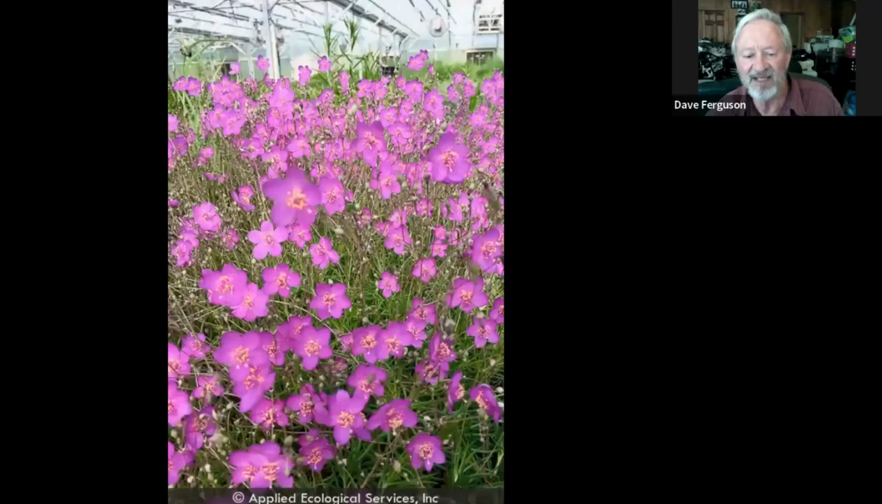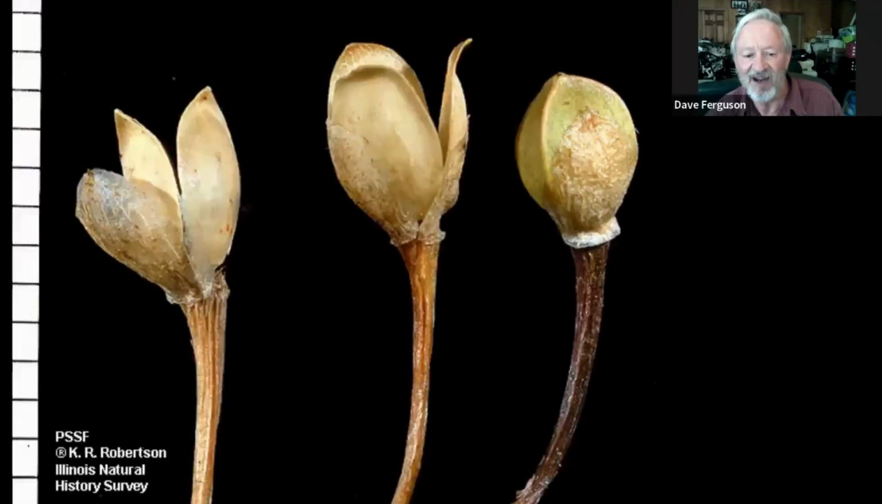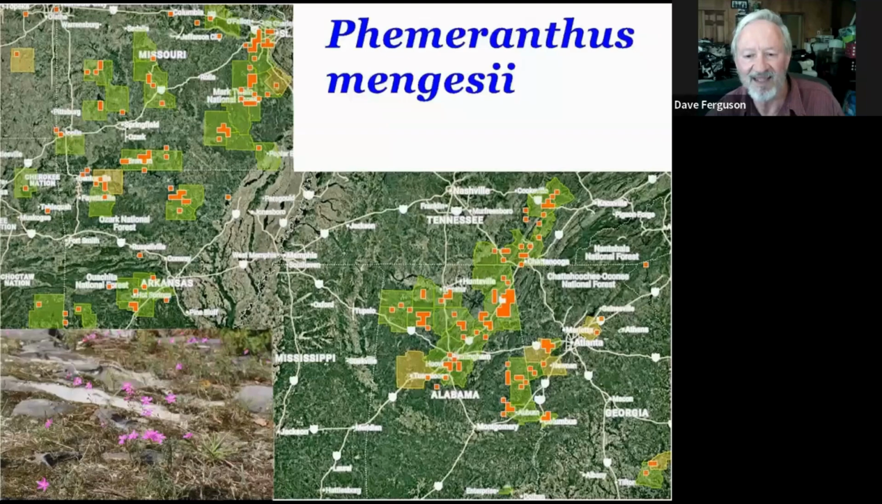So enough of that species. Some ripe fruits. Let's move on to Mangusii, which is a southeastern species. I'm going to have to speed it up here.